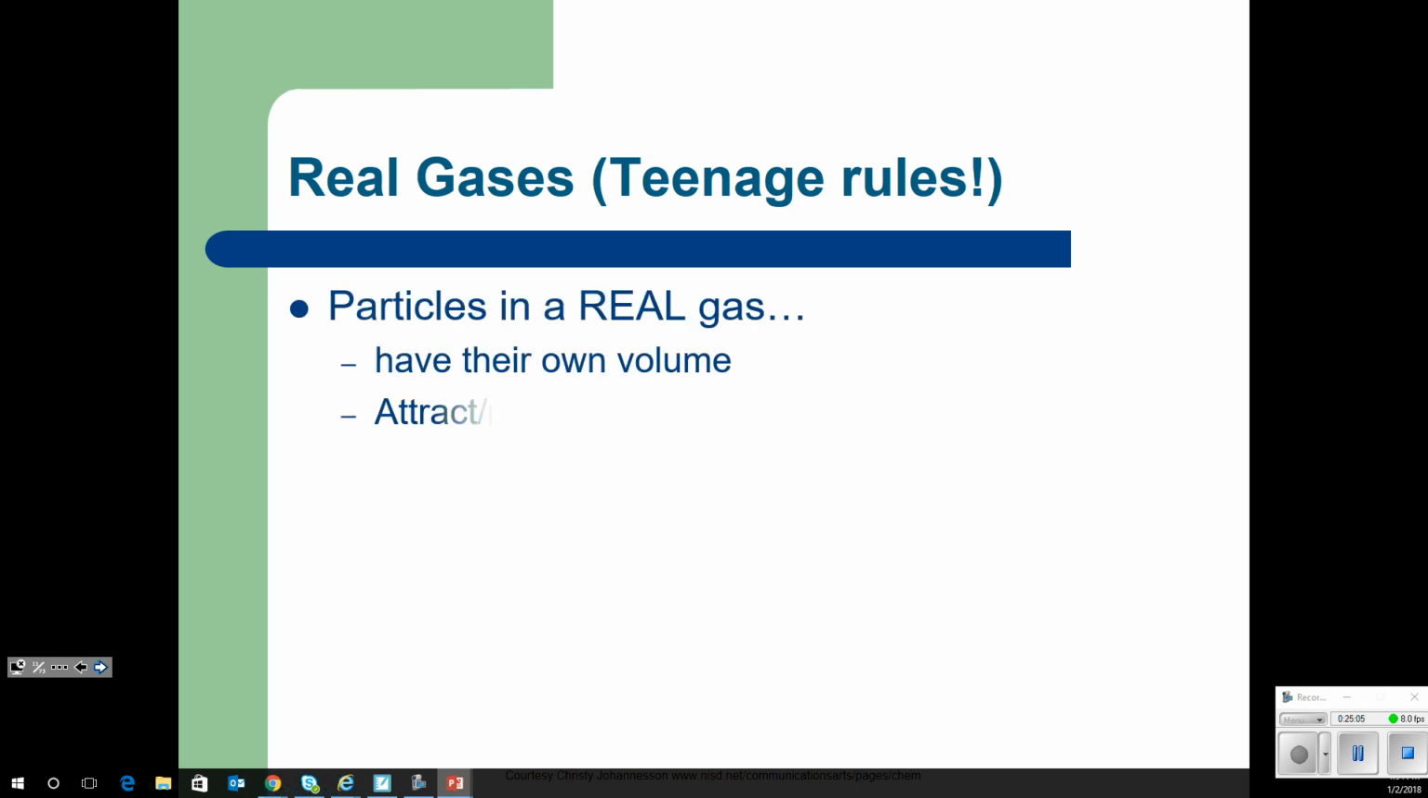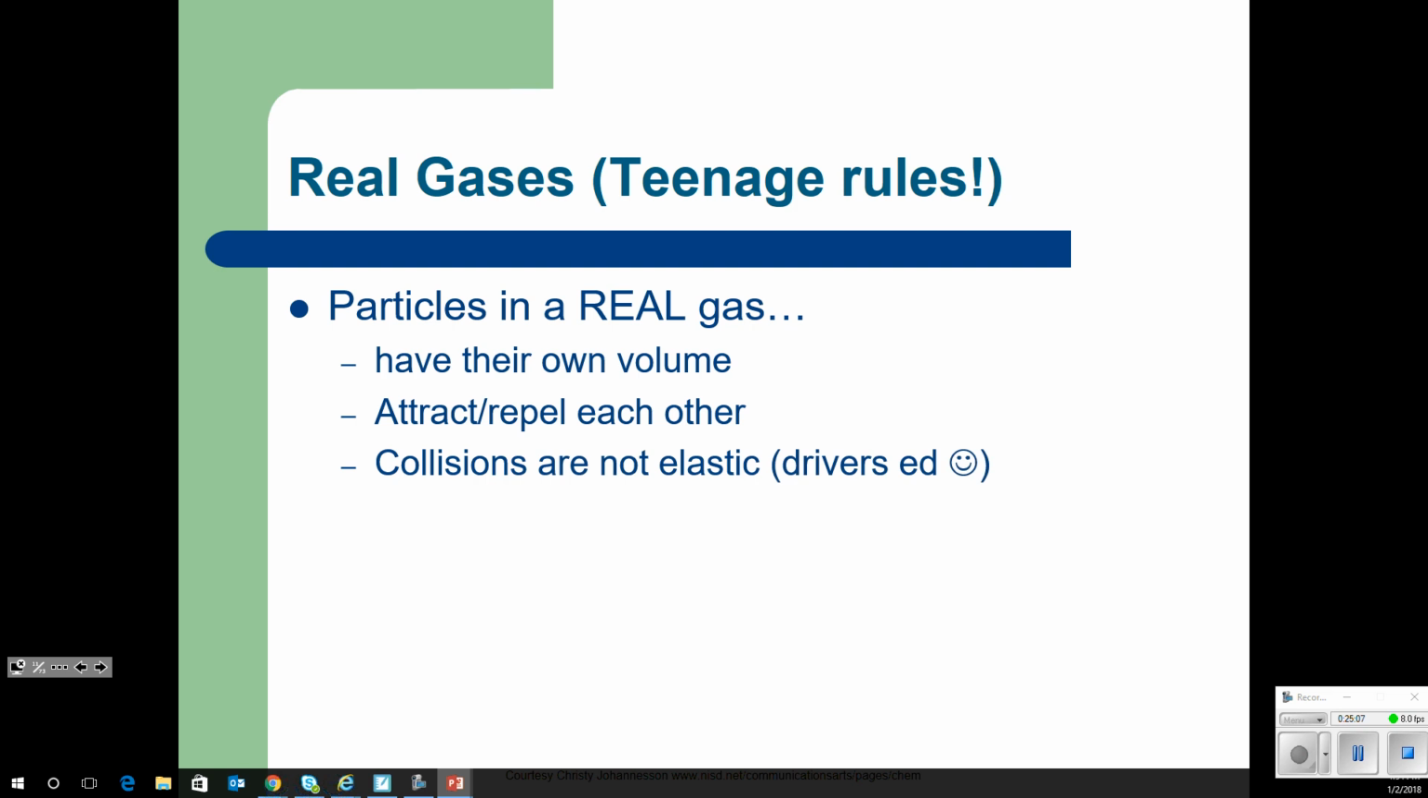So we've got three things that we worry about in real gases. Okay? So I have my own volume. I'm attracted and repelled by people. And I have learned through driver's ed that collisions are not elastic. There's a consequence for running my car into a wall or another car, right?